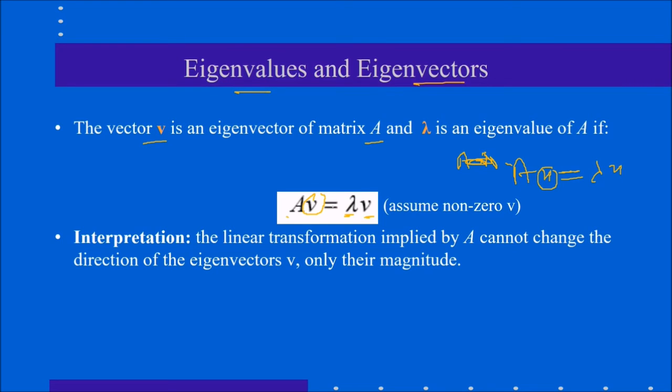So how can you get it? It is quite easy. You can just take A minus lambda I times v equal to 0, and you know that this can be 0, this can be 0. So you can find out A minus lambda I.